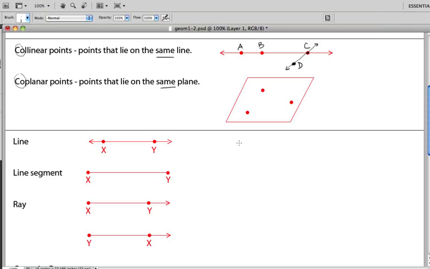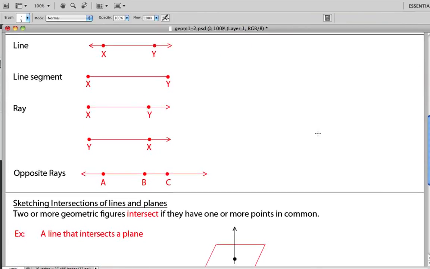Next, we have coplanar points. They are basically just points that lie on the same plane. Later I'll show you an example where points can potentially not be coplanar.